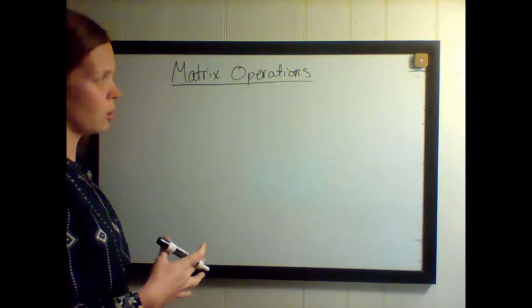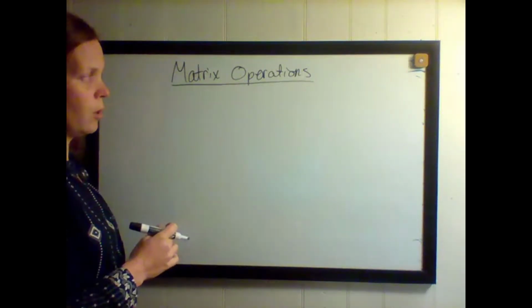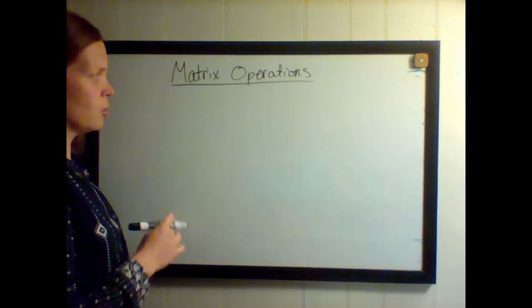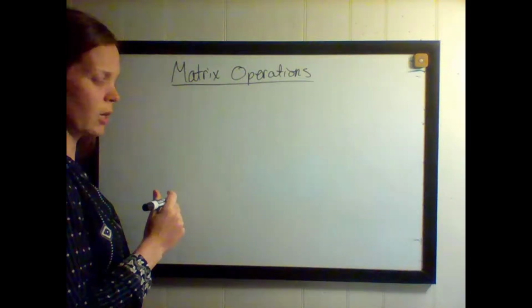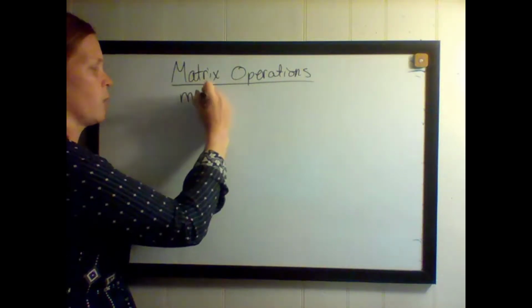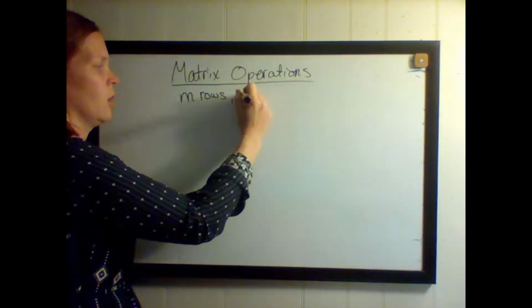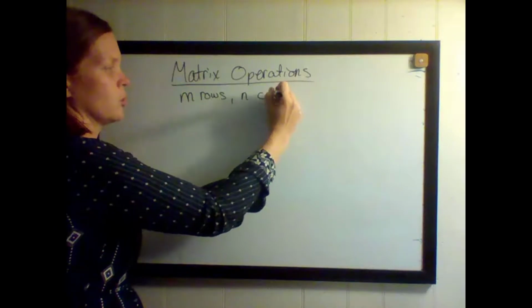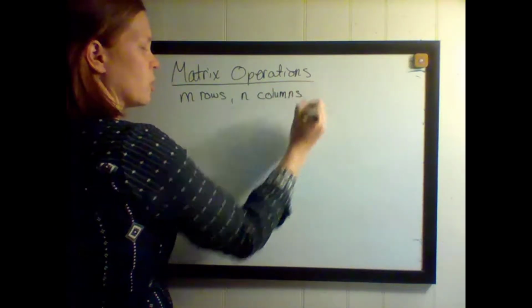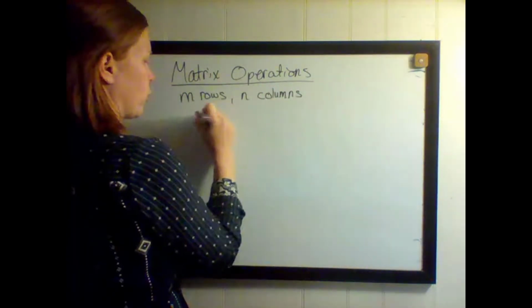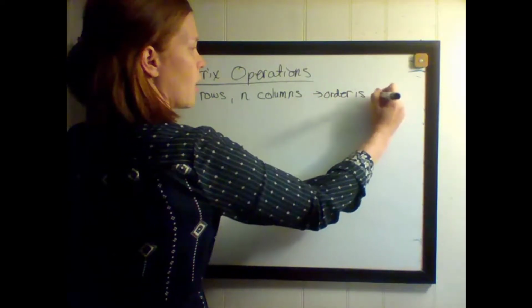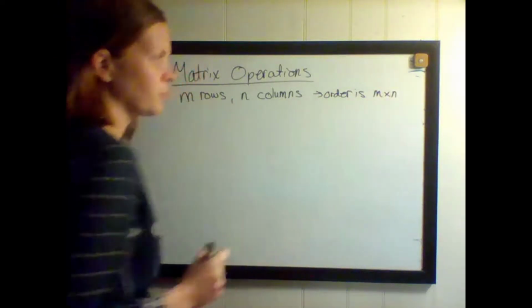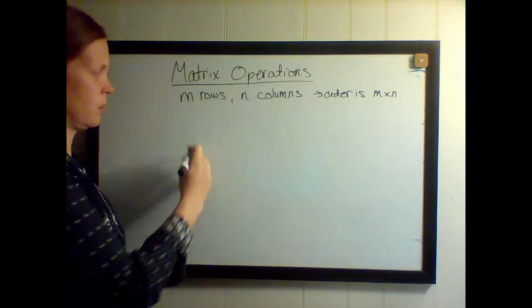But for now, let's just talk about how to work with these. In a matrix, like I said, it's organized with rows and columns, kind of like a chart. So let's say we have m rows and n columns in our matrix. We would say that the order of the matrix is m by n. We'll go back to this in a second.